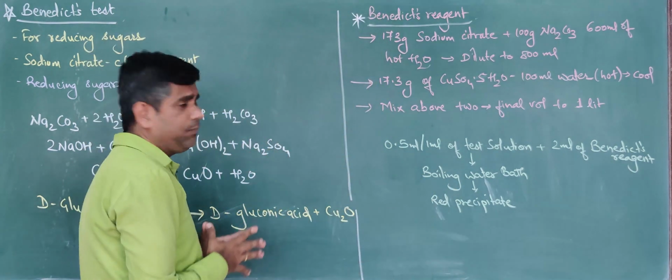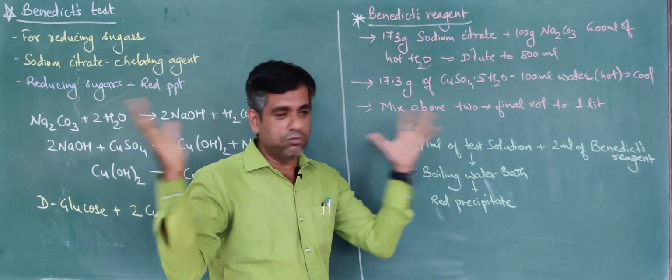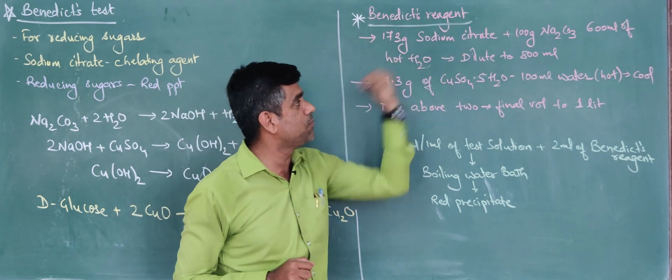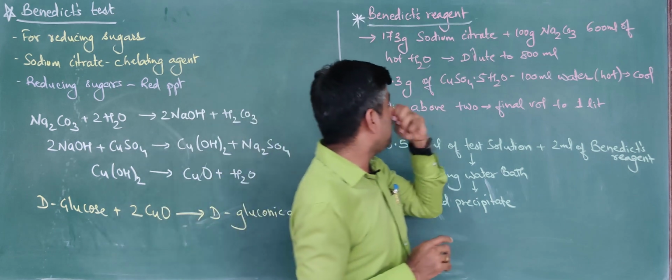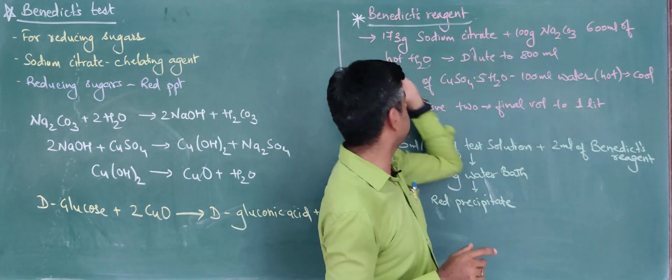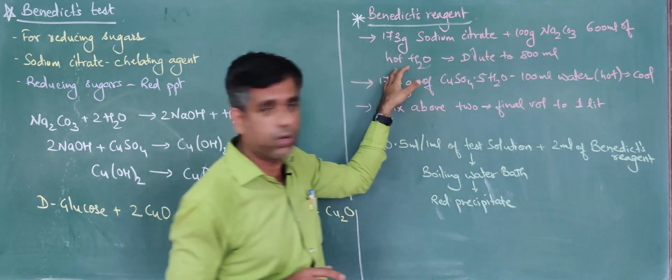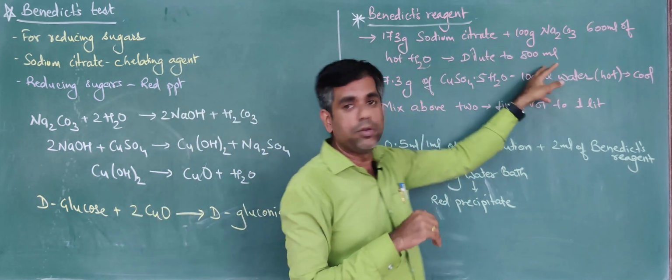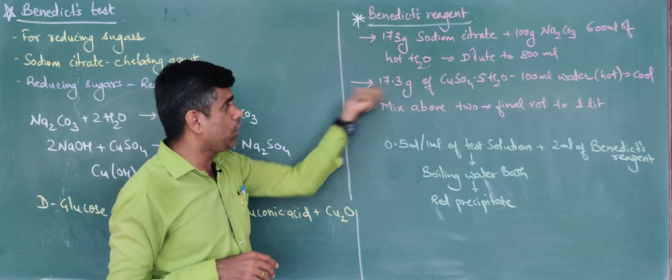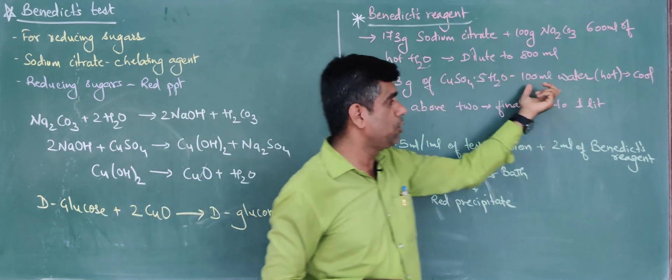How do I prepare the reagent? If I am preparing 1 liter of the reagent, here are the calculations. You can take 173 grams of sodium citrate, and you can add 100 grams of anhydrous sodium carbonate. You mix these two in 600 ml of hot water and dilute it and make the volume to 800 ml. To prepare the second one, you have 17.3 grams of copper sulfate in 100 ml of water.